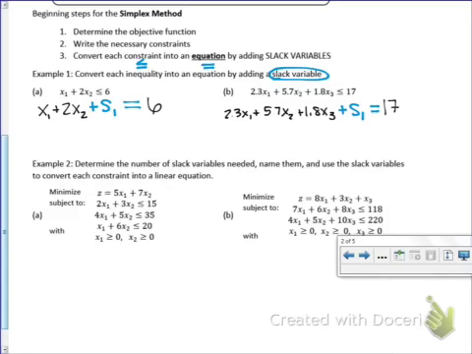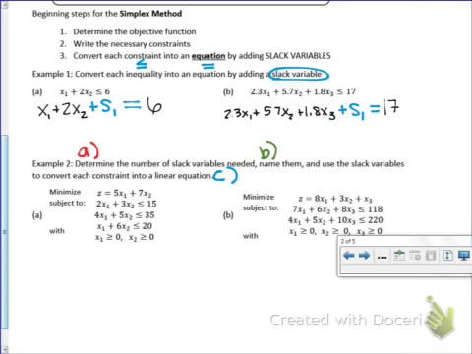Okay, so this was just 1. Now what happens is if we have a full maximization problem, we have to add more than one slack variable. So that first part says determine the number of slack variables needed. This is going to be part A. Then we need to name the slack variables. That's going to be part B. And then we're going to use them, like we did in the example above, to change them into the equation. That's going to be part C.